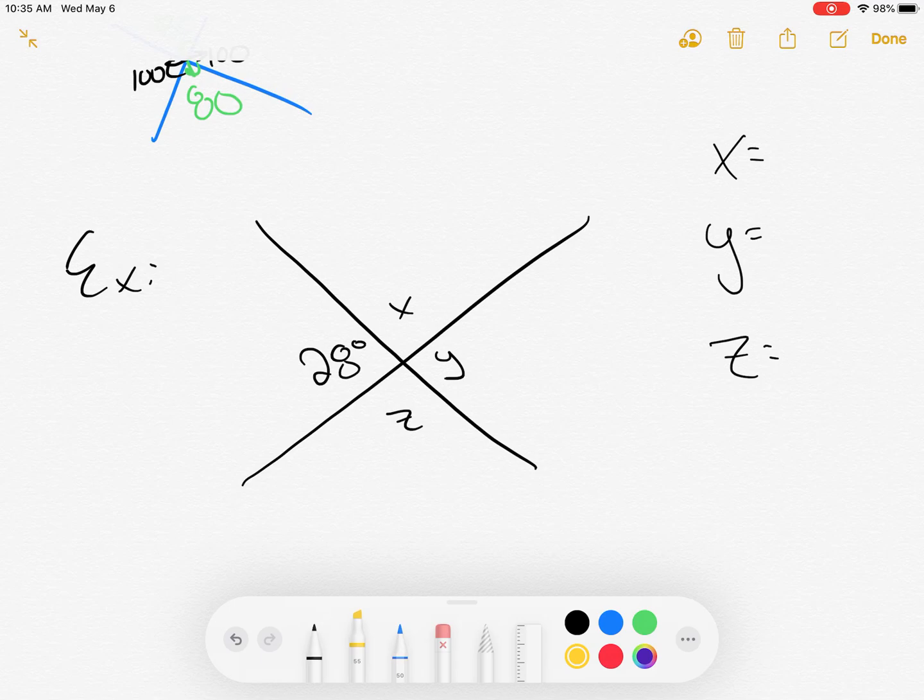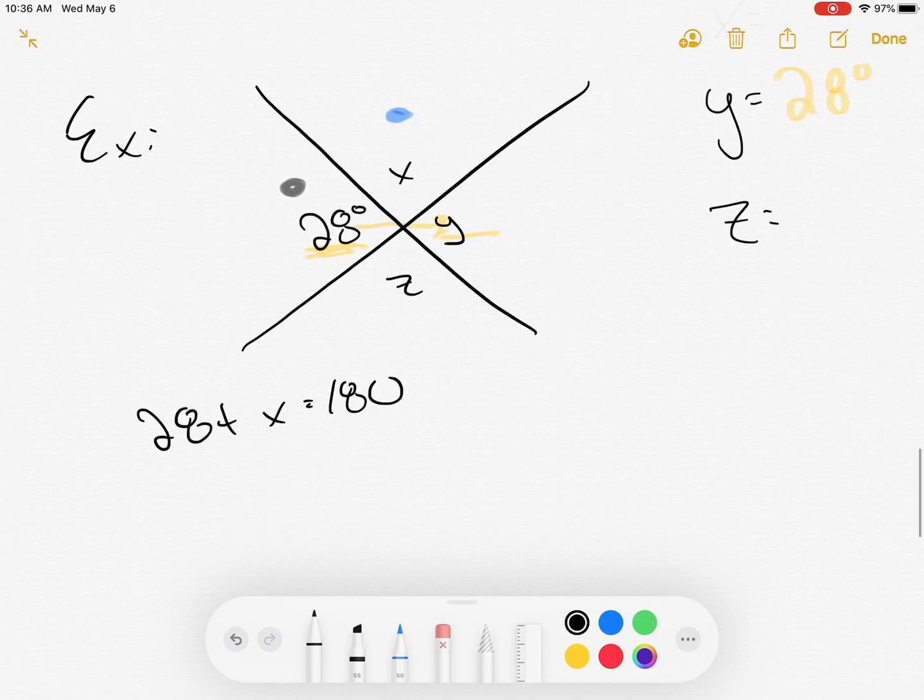So the easiest one to do is say, hey, well, this one's 28. So that means the vertical angle with it, the one straight across, that will also be 28 degrees. So y is 28 degrees. Now let's say I wanted to find x. Well, x and 28, those two angles are supplementary. So I would say 28 plus x, they're going to add up to 180 degrees.